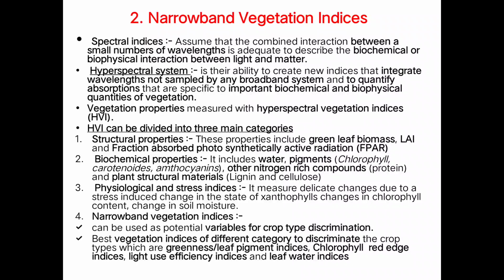Then next one is the narrowband vegetation indices. The narrowband vegetation indices can be used as potential variables for crop type discrimination. The best vegetation indices of different categories to discriminate the crop type are greenness, leaf pigment indices, chlorophyll red edge indices, light use efficiency indices, and leaf water indices. These are the various narrowband vegetation indices which are used. That is an important category of the hyperspectral vegetation indices.